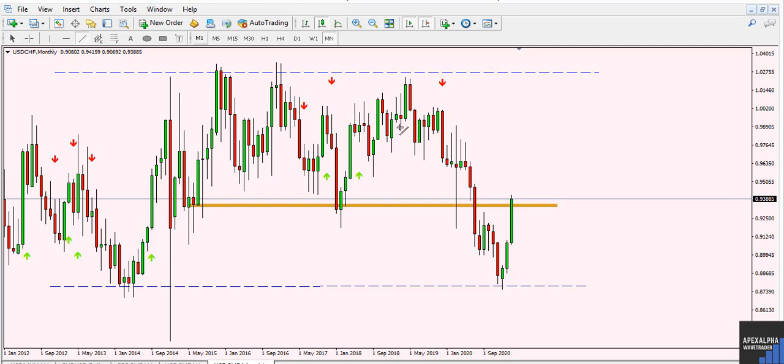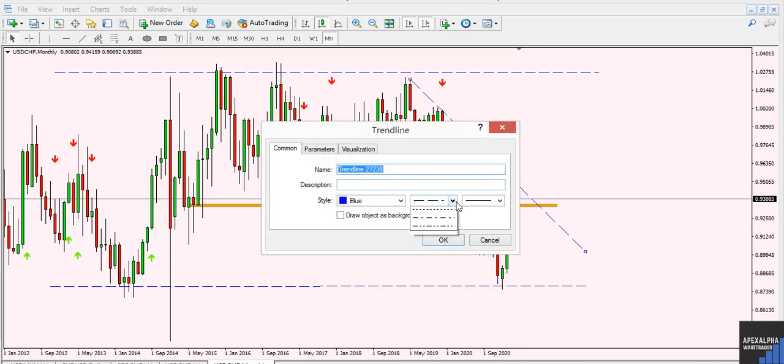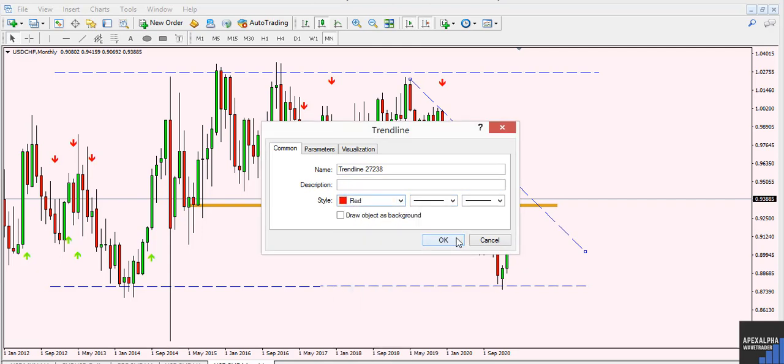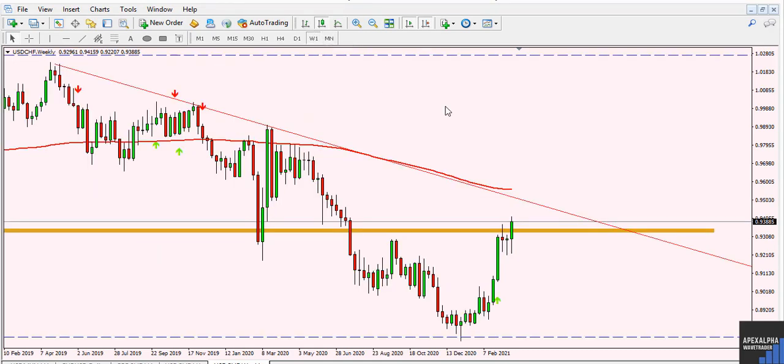So I'm just going to draw a trend line here just to denote something. Let's make this a straight line, possibly make it red so that we see. All right, so you can see this trend line is from the monthly perspective. Now bear with me as we go down again. So this is what I wanted to show you with this trend line.